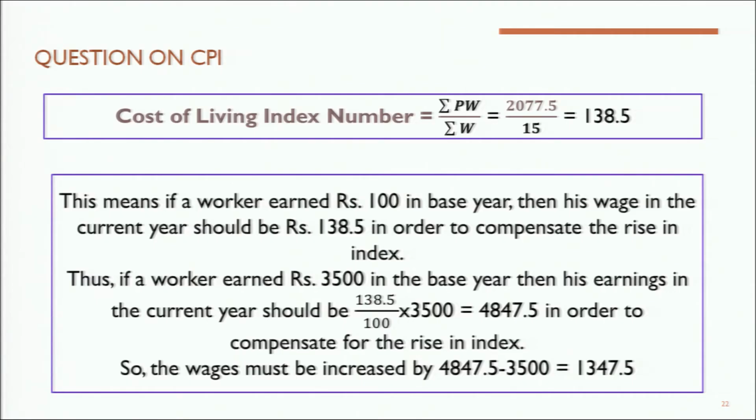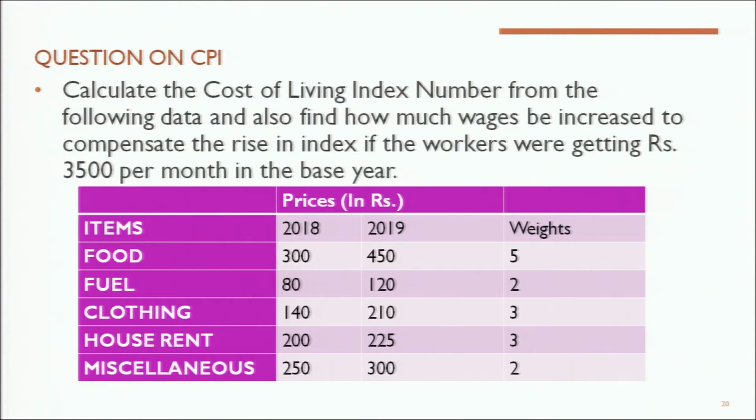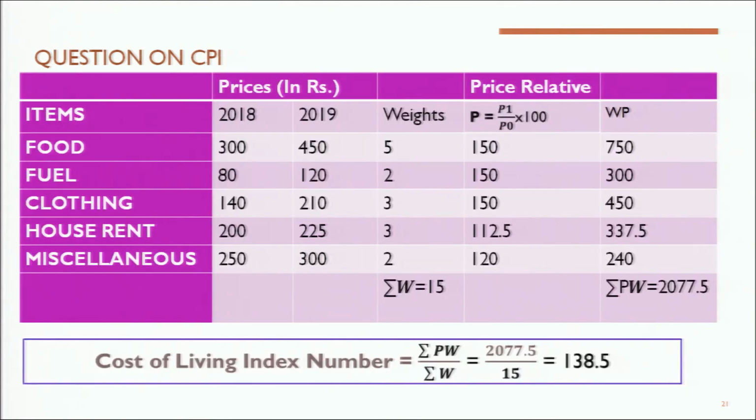Now, what does this 138.5 communicate? This 138.5 means that there has been an increase of 38.5% in the prices of the commodities from the year 2018 to the year 2019. So if a worker who was earning, for example, 100 rupees in the base year, his wages should now be at least 138.5 so as to compensate him for the rise in the index of the commodities. So in our example where the workers were earning 3500 per month, what should be the increase in this 3500 so as to enable the worker to maintain the same standard of living?